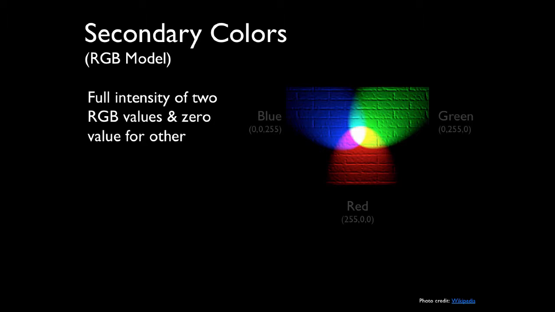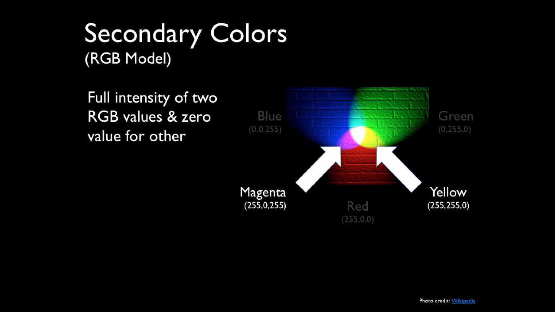All right, so now let's talk about secondary colors. What does a secondary color mean in this world of light? Well, it means the full intensity of two RGB values and the 0 value for the third. So in this case, yellow is made up of full intensity red, full intensity green, no blue. Similarly, you can see the derivation of magenta and cyan.